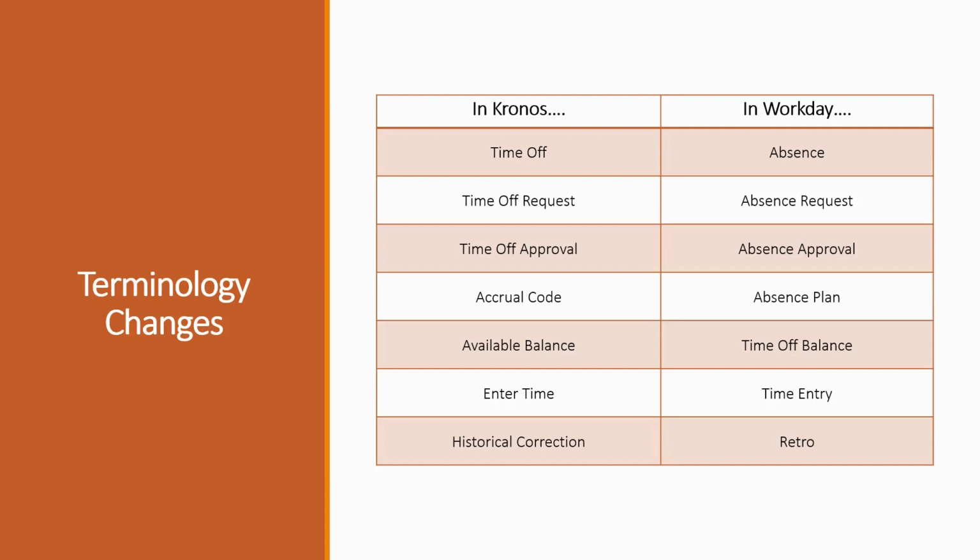Another big change that you're going to see, and not necessarily as an exempt employee, but for those of you that are supervisors, is that what we know in Kronos as a historical correction will be known in Workday as a retro. Okay, so when you see retro changes, as far as time goes in Workday, that is a historical correction, or what Kronos names as a historical correction. Okay.